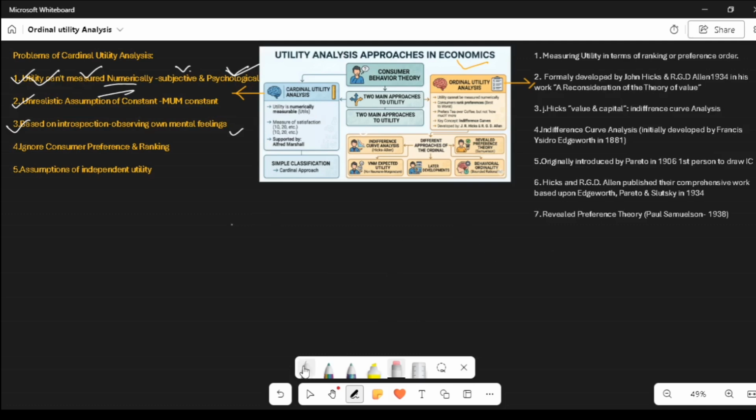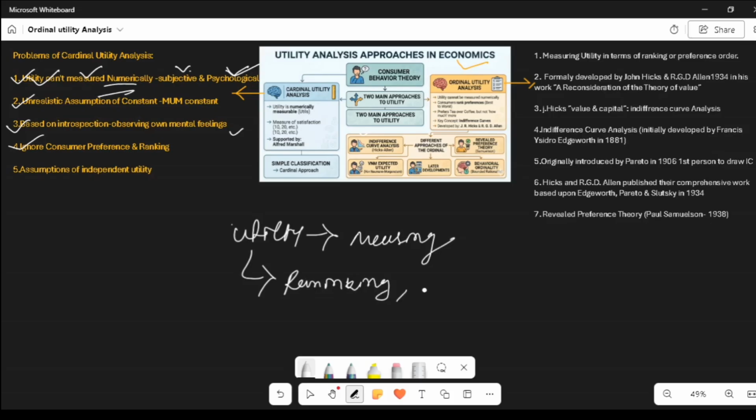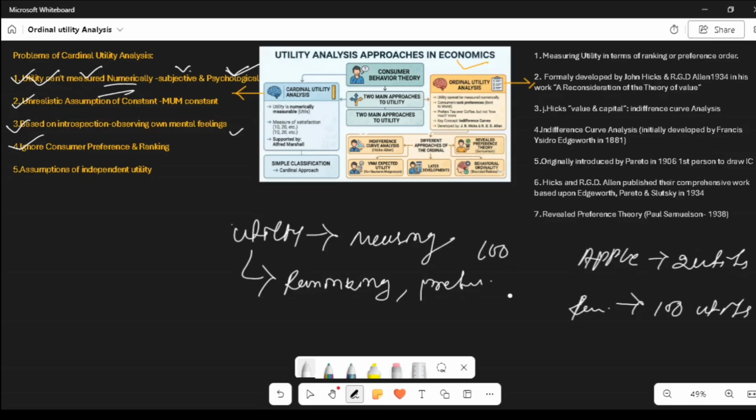So let's talk about another one, which is known as ignoring consumer preference and ranking. Here we are measuring the utility. We are not talking about the ranking. We are not talking about the preference. Suppose I eat an apple and get 20 utils. But suppose I eat a plate of rasgulla and get 100 utils. The same apple, when Raju eats it, suppose he gets 100, and the same plate of rasgulla, if Raju consumes it, suppose he gets 70.